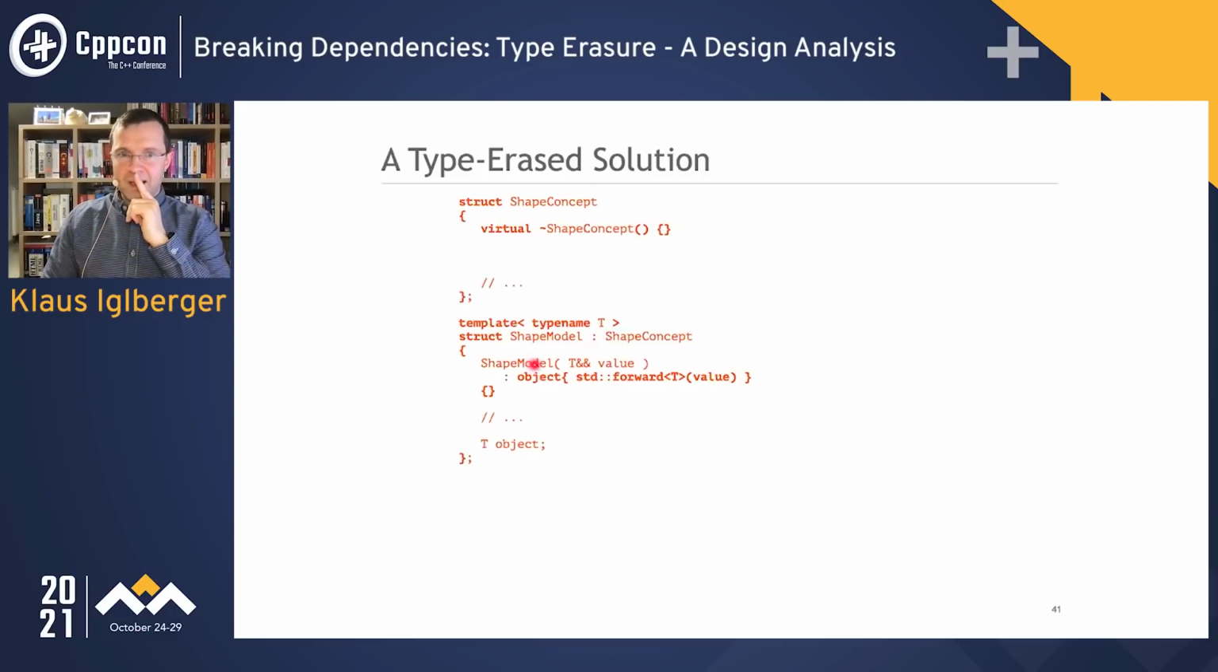Shape model has a constructor. It takes a T. A circle, this could be a circle, this could be a square, this could be anything. It takes something and it actually uses that. It should move in that case. It should be a forwarding reference also. Now this is an R-value reference. Either way, it takes some circle, it takes some square, whatever.